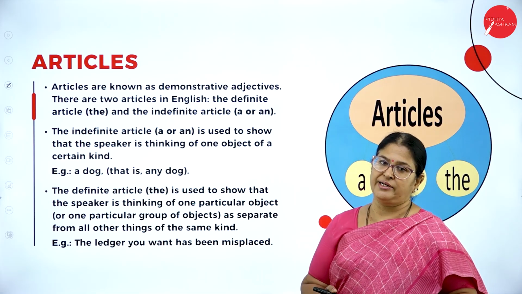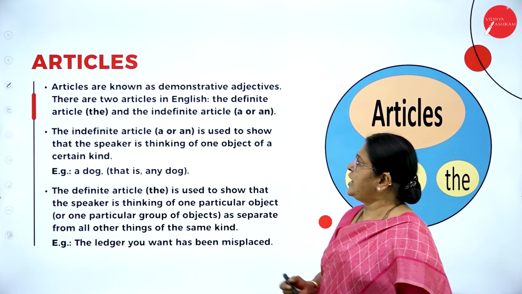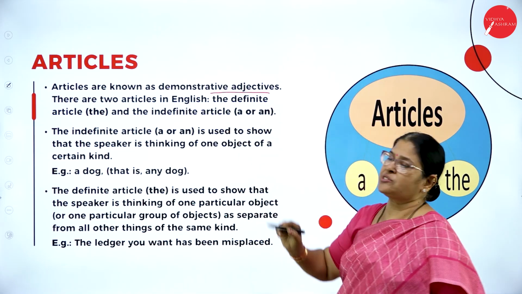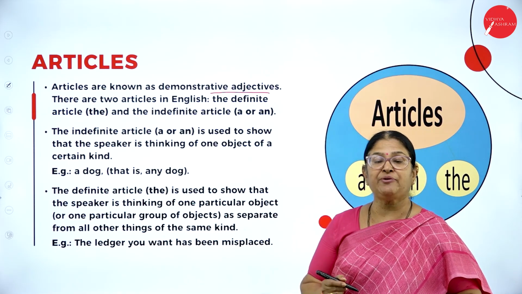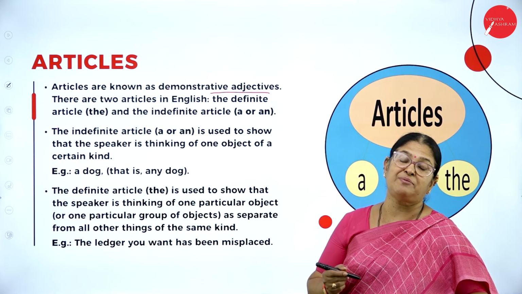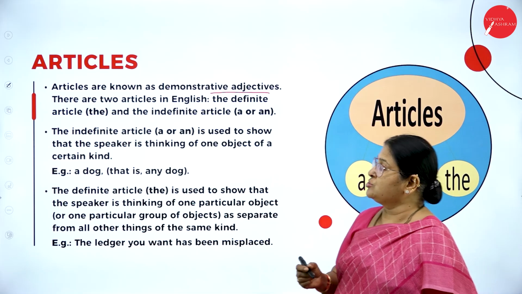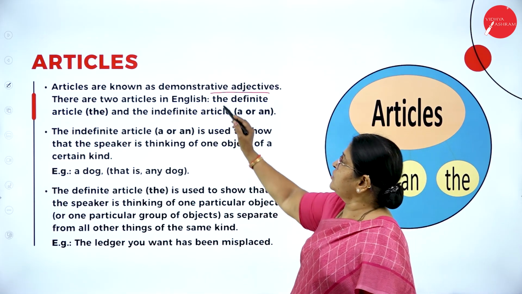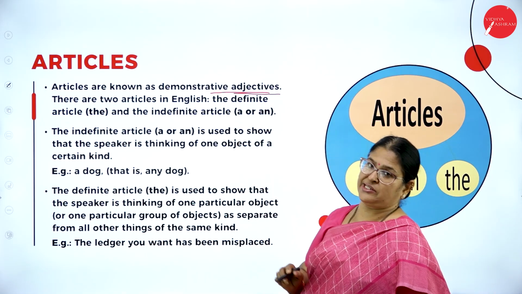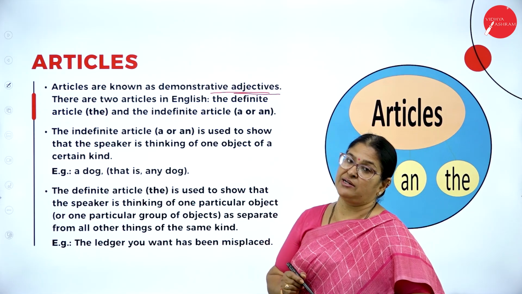Moving on to articles. What are articles then? Articles are known as demonstrative adjectives. Demonstrative adjectives are those which describe a noun or a pronoun. So what are articles? Articles are known as demonstrative adjectives. How many types of articles are there?